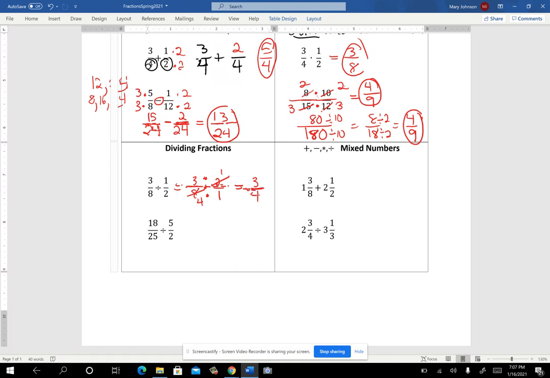Now, if you didn't do that, you could have said 3 times 2 is 6, over 8 times 1 is 8, and then simplified to 3/4. Okay.